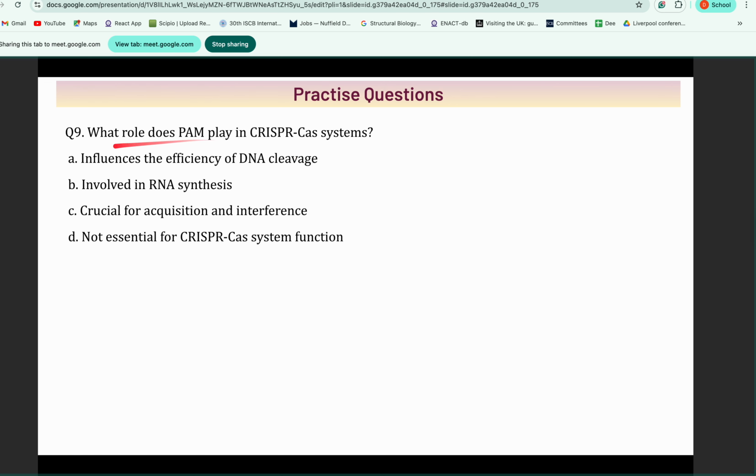Okay, so the next question is, what role does the PAM play in CRISPR-Cas systems? Option A, influences the efficiency of DNA cleavage. Option B, involved in RNA synthesis. Option C, crucial for the acquisition and interference. And option D is not essential for the CRISPR-Cas system functions.